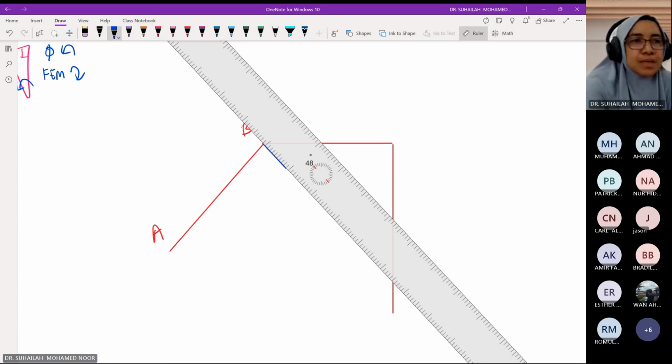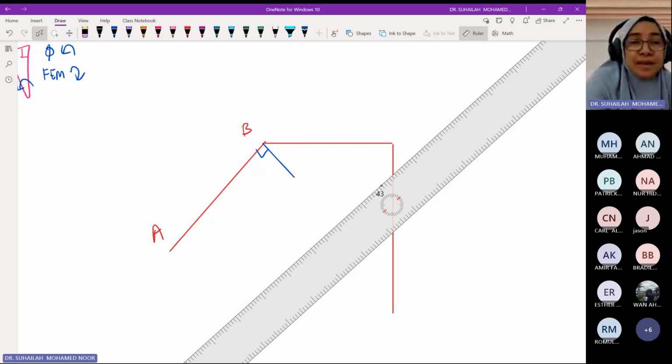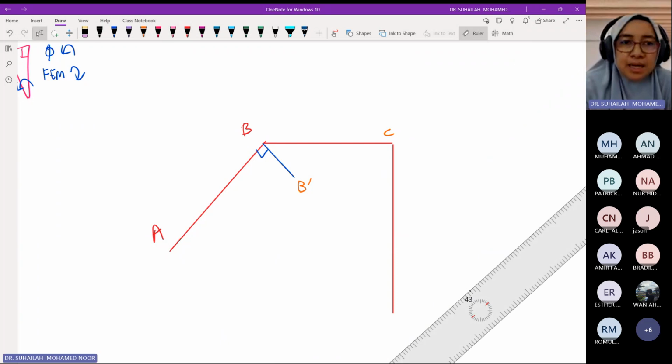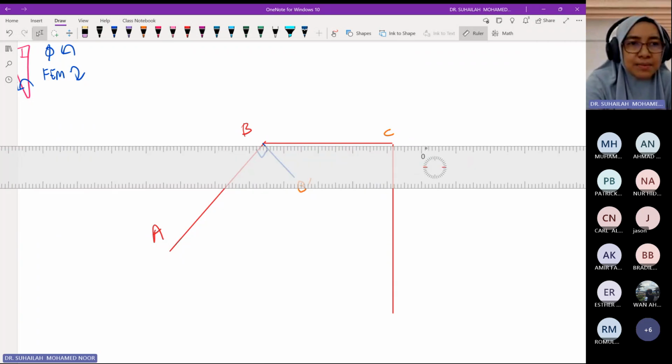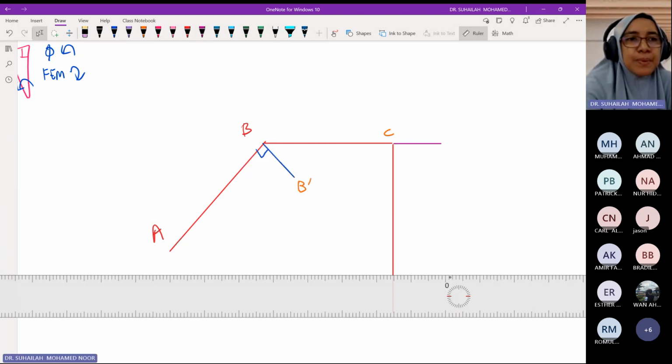Ini dia punya shape. Betul? 90 degree. Ini dia punya shape. Okay, means that now B prime tadi horizontal kan? Now B prime dia kat sini. Sebab apa? Sebab shear dia perpendicular. Okay. Then C pula. C kat mana? C kat sini. Okay. Column CD, the shear for column CD yang ni. Sebab apa? Sebab ni 90 degree.